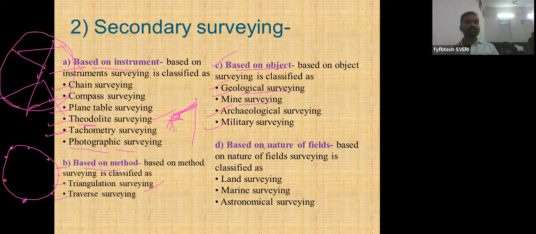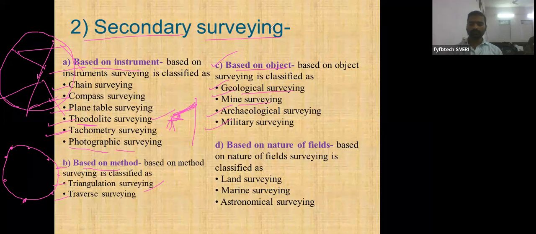Then the last one is based on the nature of surveying, meaning where you are doing the surveying. If you are doing the surveying on the land surfaces, it is called land surveying. If you are doing the surveying on the water surfaces, that is called hydrographical surveying. If you are doing the surveying in the air, that is called aerial survey. So these are all the different surveying classifications. These are important for your multiple choice questions. Okay. Second one is secondary classification.